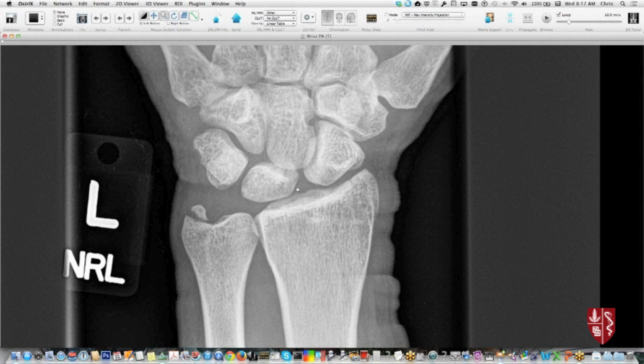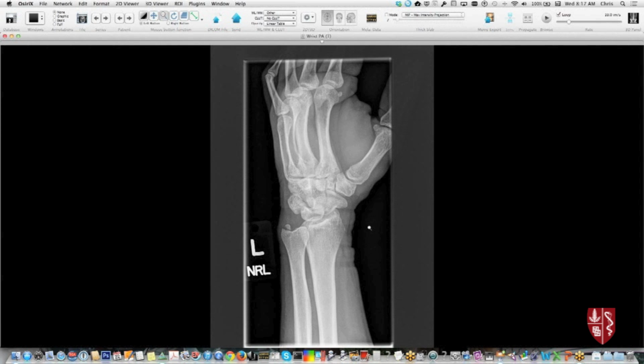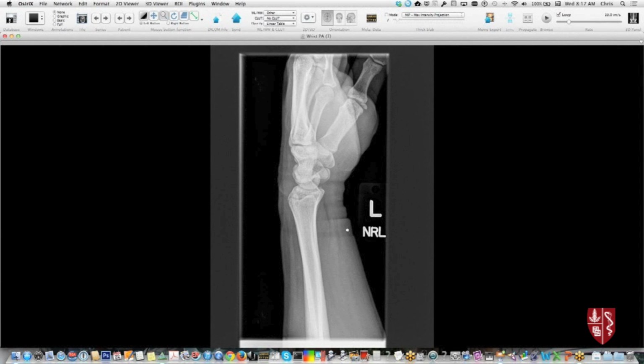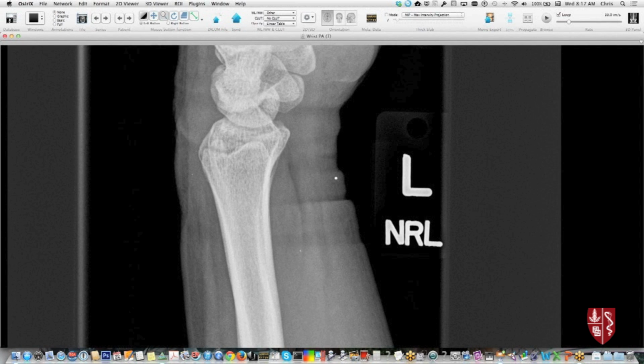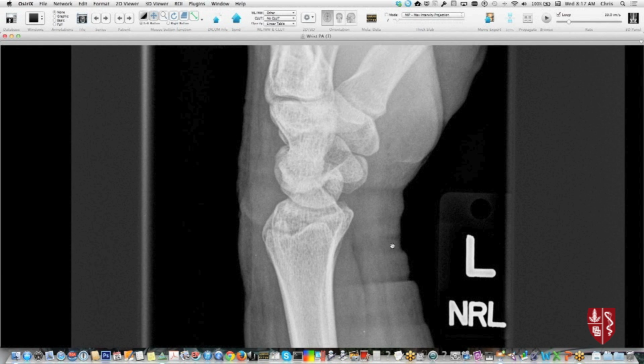There's maybe a little bit of widening in the scapholunate interval here. Hard to tell really. Anything definite in the radius? Not necessarily. Pretty good. Here's the lateral view. And if you look at the alignment, pretty good normal palmar tilt. Scapholunate angle is a little bit difficult to see here.